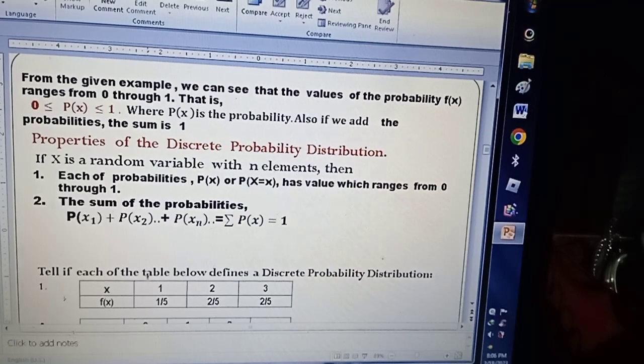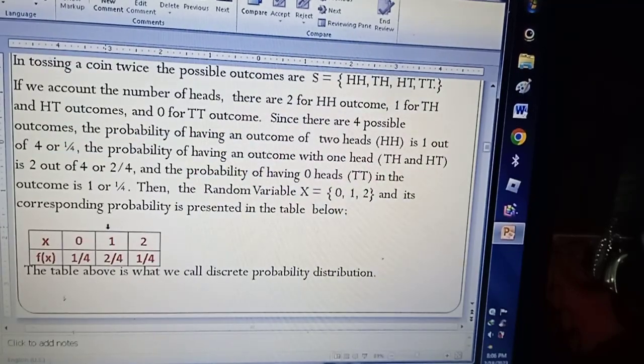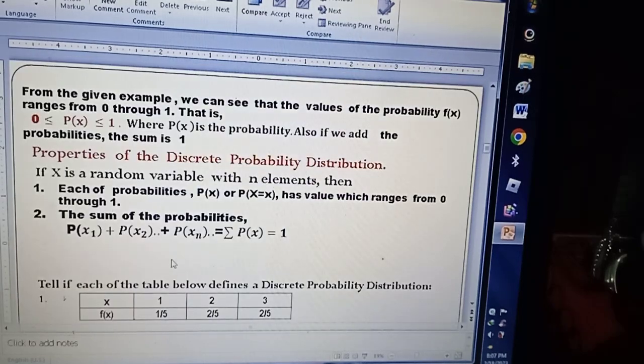Which means if you add the probabilities, remember, this is the probability and this is the random variable. So if we add the probabilities 1/4 plus 2/4 plus 1/4, that is 4/4, and that is equal to 1. That is explicitly stated in the property of the discrete probability distribution, that the sum of all probabilities in the discrete probability distribution is equal to 1.